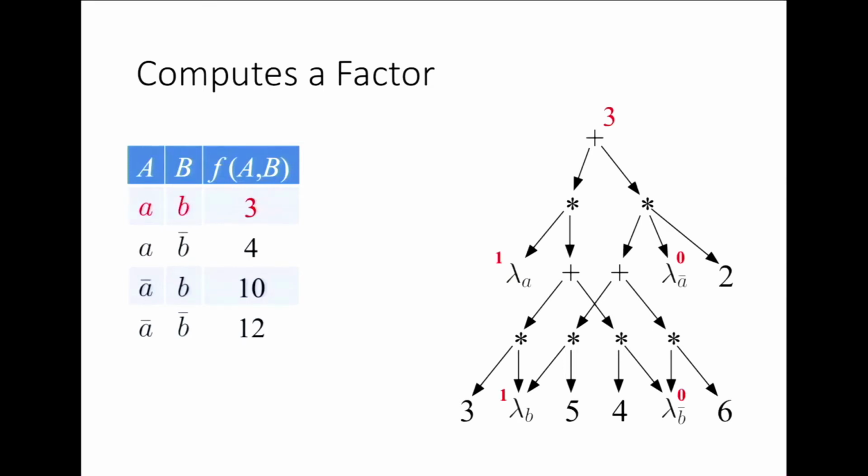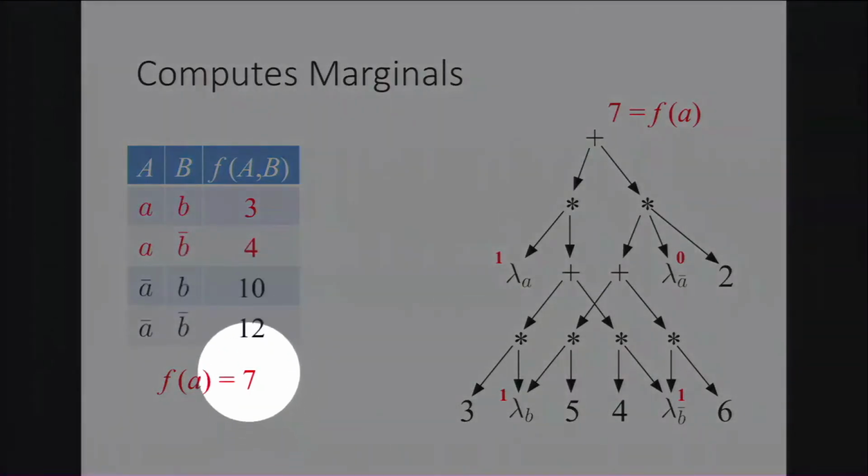You evaluate this at the first row, you get 3. You evaluate the second row, you get 4. You evaluate at the third row, you get a 10, match, 12, match. So this does compute the factor, and it does compute the marginals. Let's try. When you evaluate it at A being true, silent on B, it evaluates to 7. That's the right answer, correct?